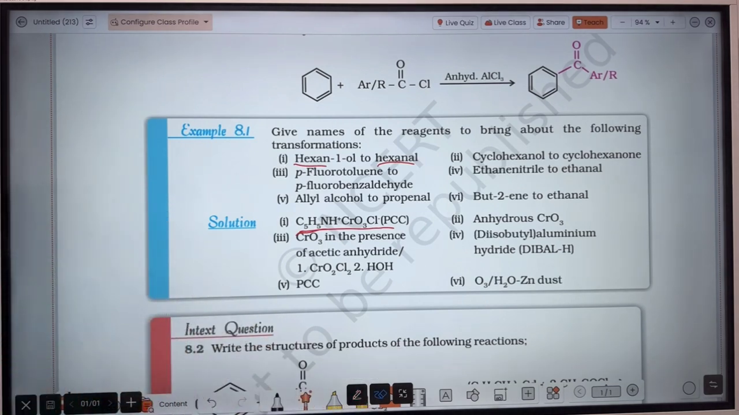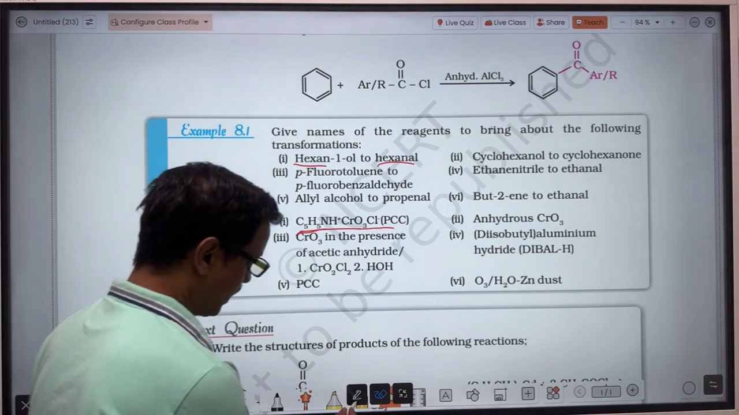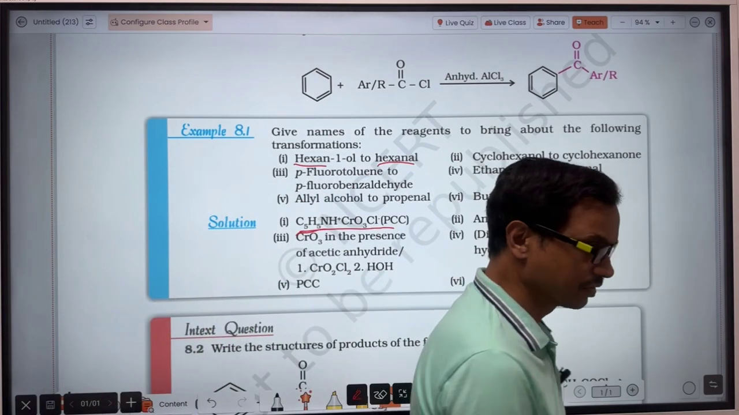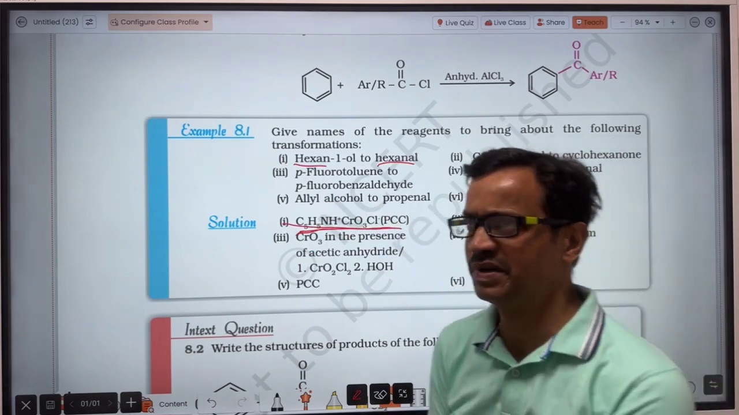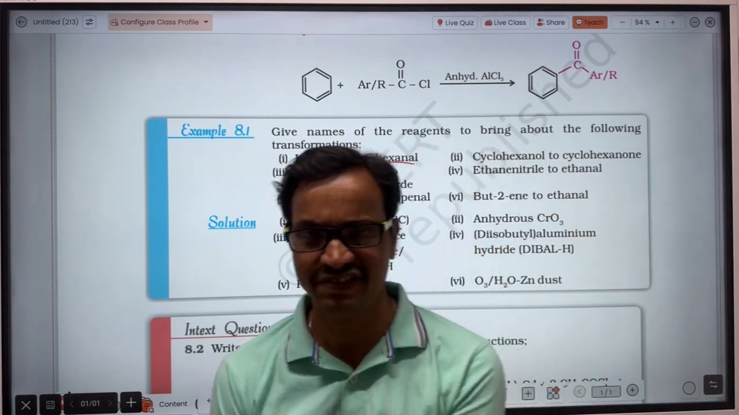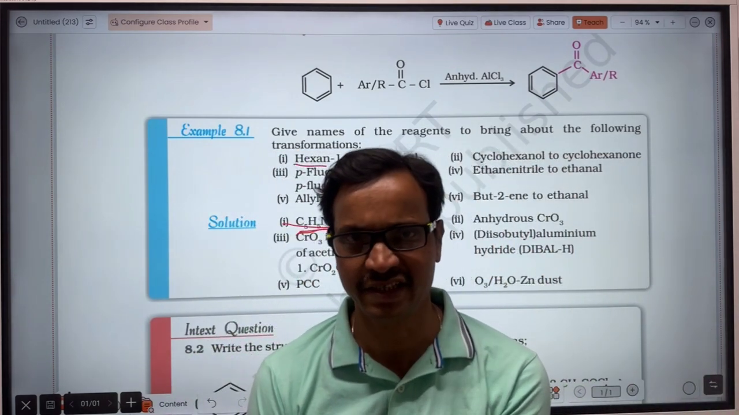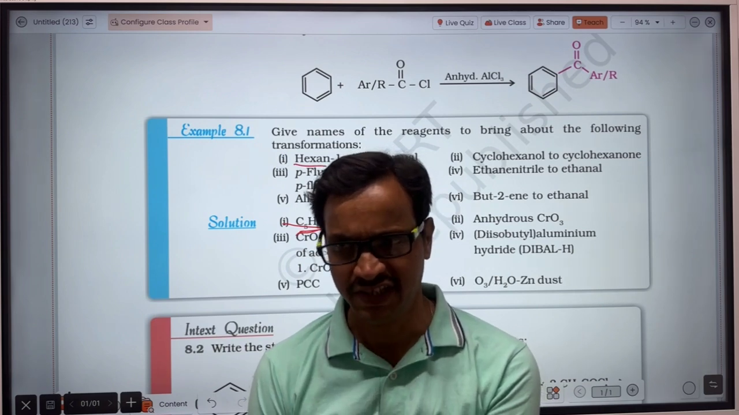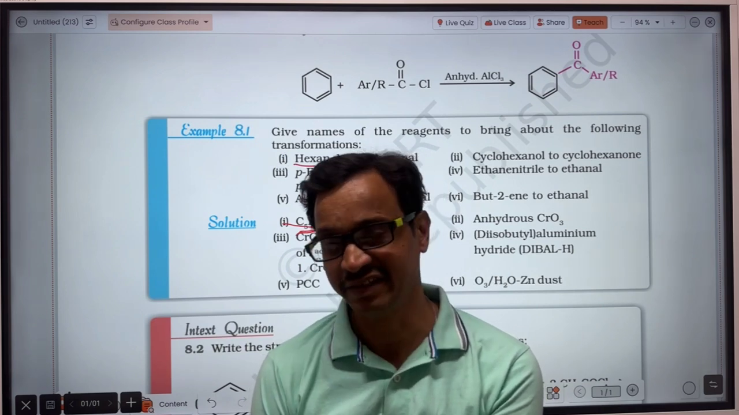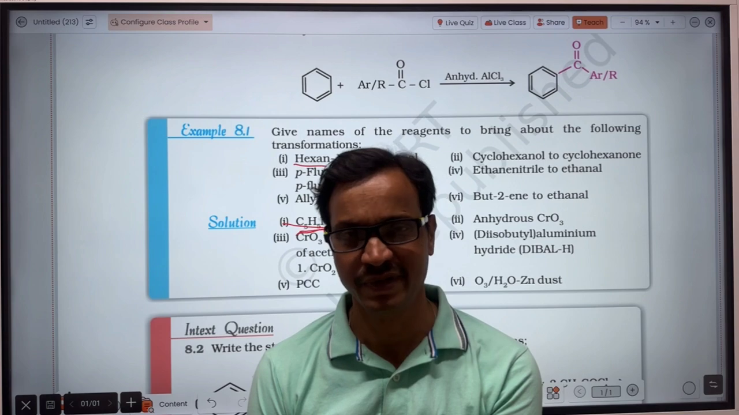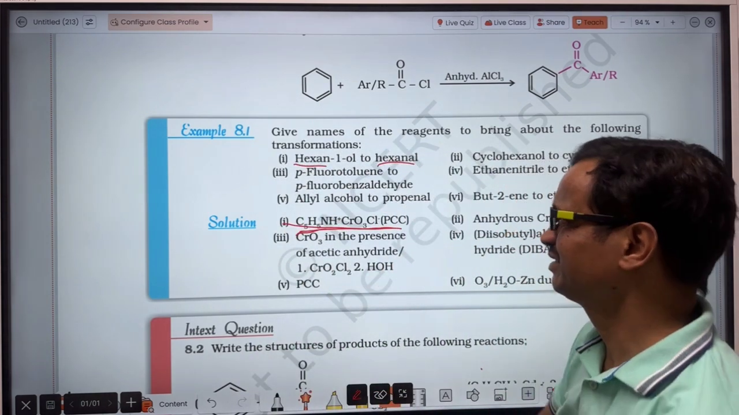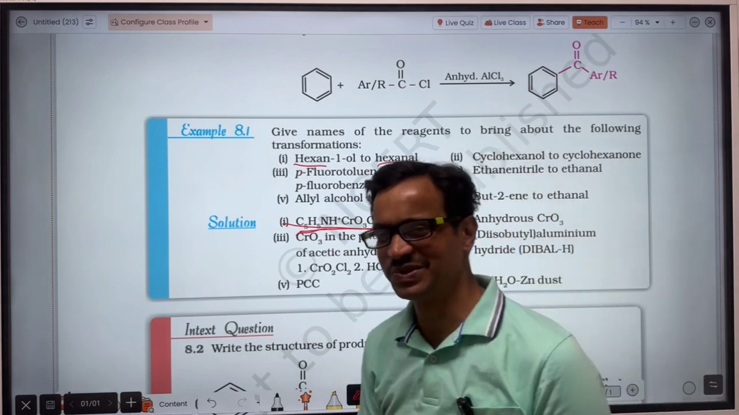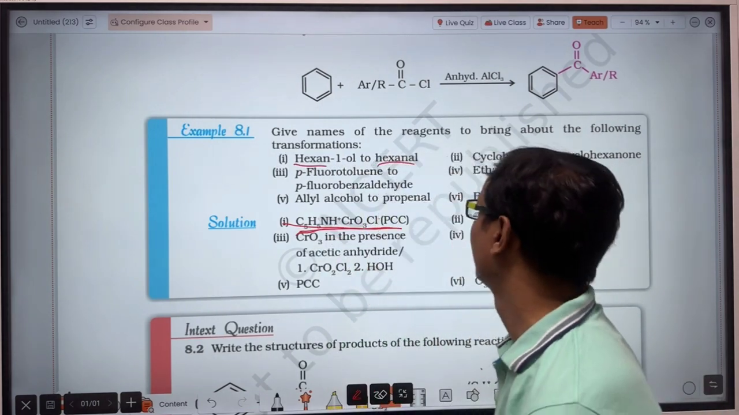So one of the examples is pyridine chlorochromate, or you can take any mild oxidizing agent like CrO3, chromium trioxide. But the advantage of pyridine chlorochromate is that if there is unsaturation at any place, if any carbon is unsaturated, then the pyridine chlorochromate will not affect that carbon. And here there is no unsaturation, so you can take CrO3 also.